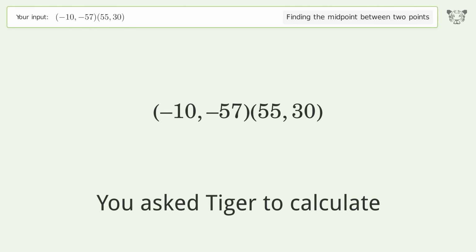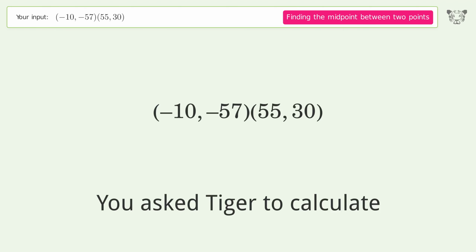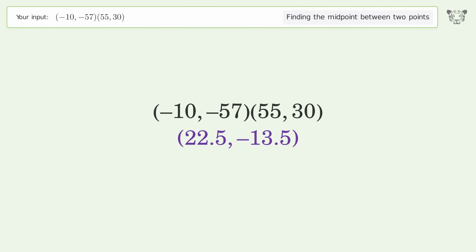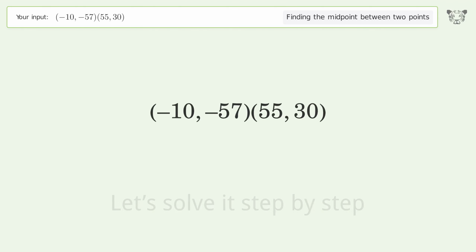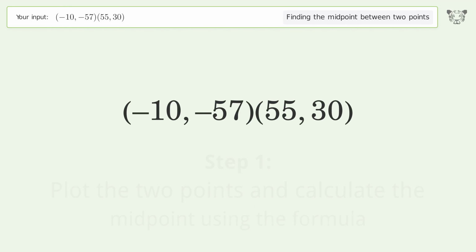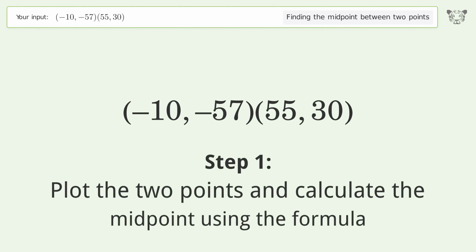You ask Tiger to calculate. This deals with finding the midpoint between 2 points. The midpoint between the 2 points is 22.5, negative 13.5. Let's solve it step by step. Plot the 2 points and calculate the midpoint using the formula.